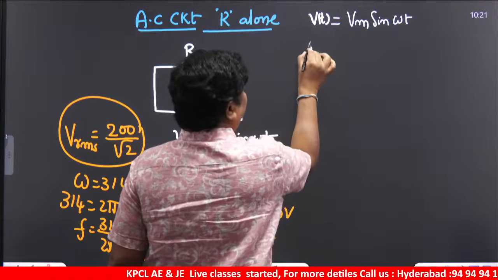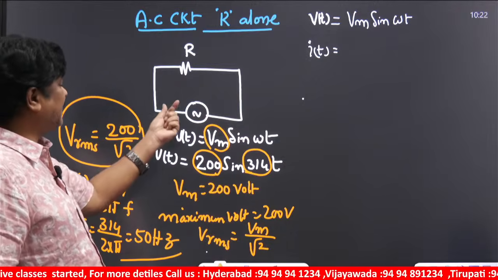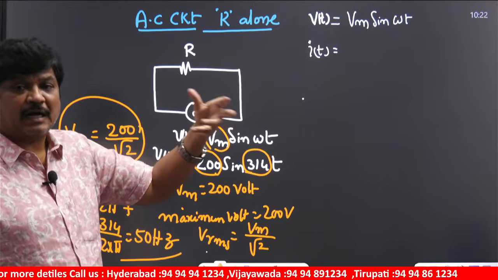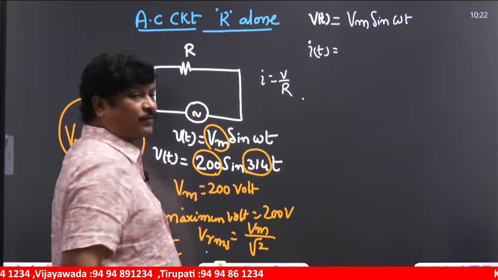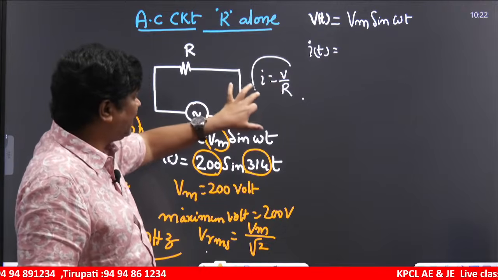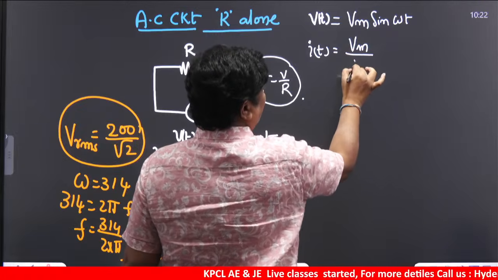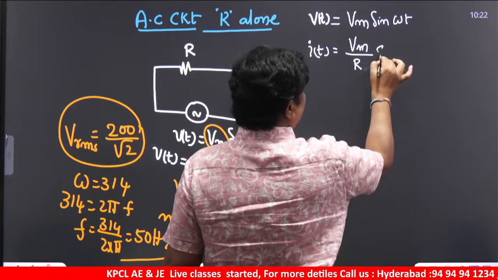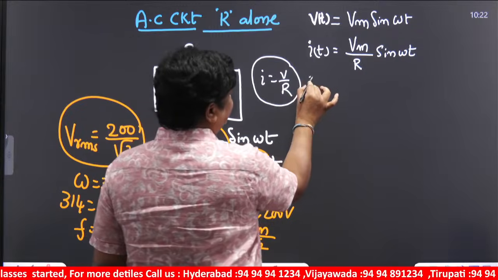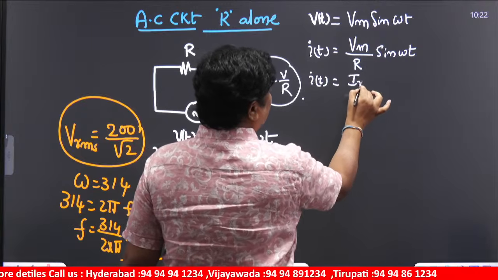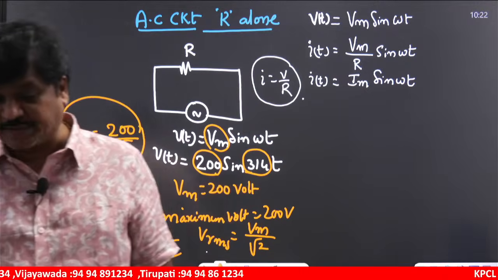What is the current I of t? My dear students, we are given the voltage and we have only resistance. According to Ohm's law, I is equal to V by R. Based on this formula, I of t is equal to Vm upon R, sin omega t. Here also we get the sin omega t. Now, what equation can we write here? I of t is equal to Im sin omega t.